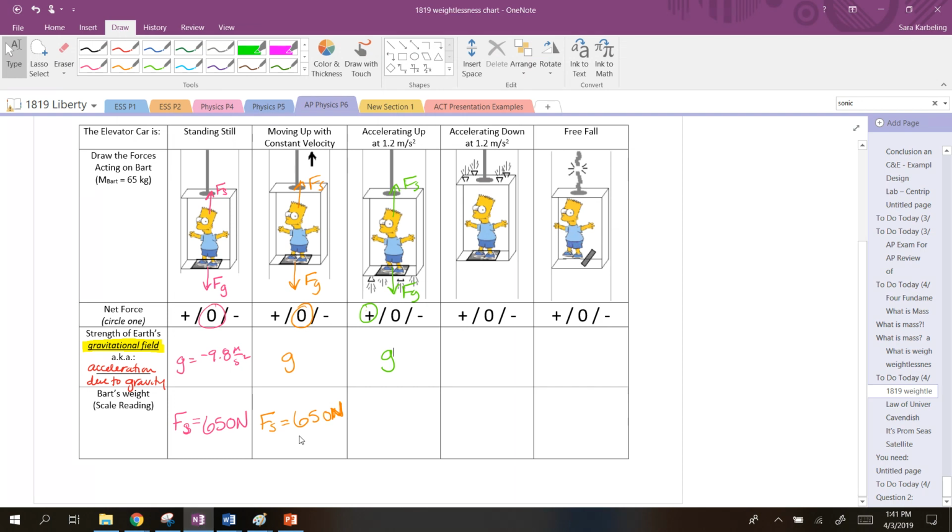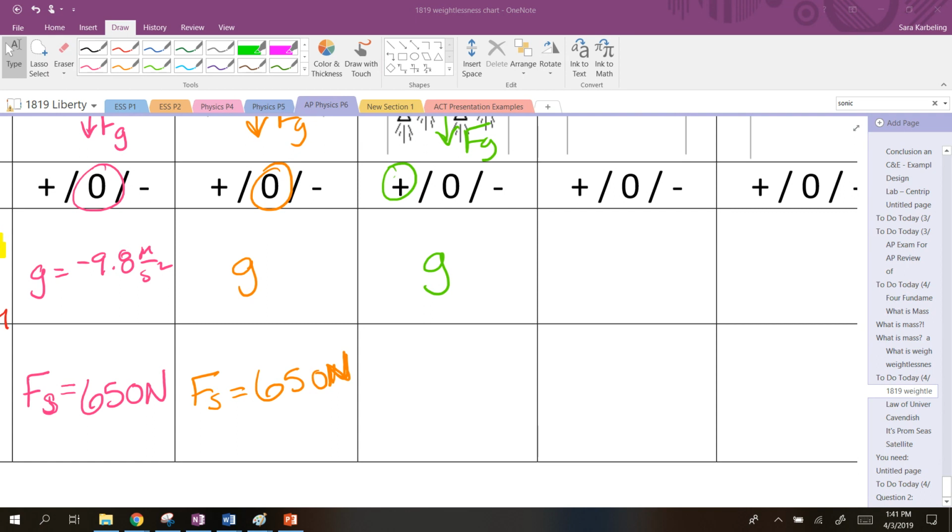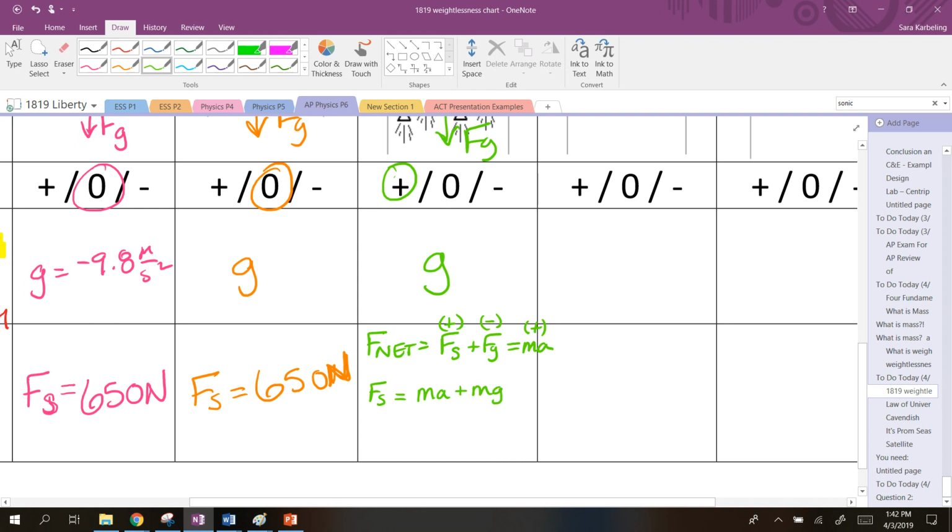Fantastic. So you wrote down some sort of F-net equation here probably, right? I hope so, because it's always a good idea. What forces do you have acting? F_s and F_g, and those equal ma. And so from that, we can calculate F_s. Oh, we have to note that things are going in different directions. The force of the scale is going up, the force of gravity is going down, and the net force is going, what did we just say? Up. So that's going to be positive. So when I move F_g over here, I'm going to have to add this, right? So F_s is really equal to ma plus mg. So it's going to be whatever 65 times 1.2 is, plus the 650.